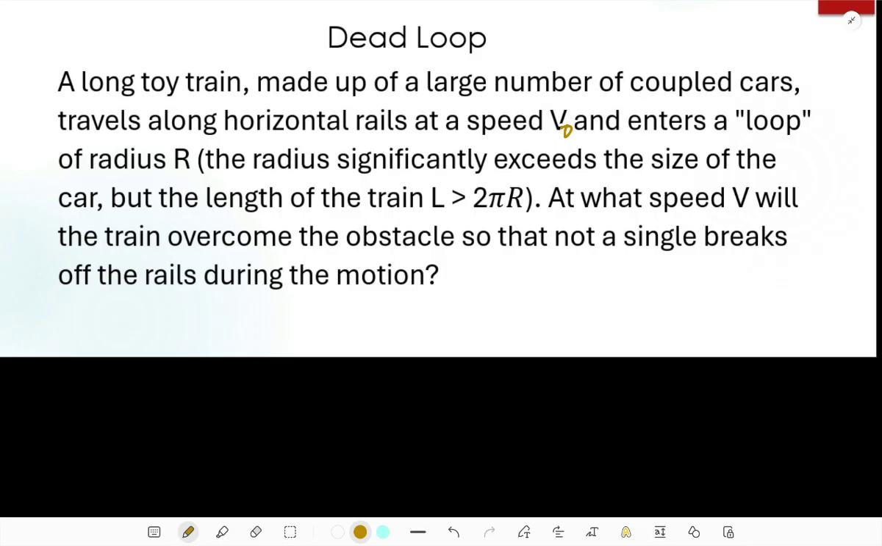So at what speed v will the train overcome the obstacle? Obstacle means this loop, so that not a single car breaks off the rails. Any one of the cars can break off the rails, so that not a single car breaks off the rail during the motion. Okay, so this is the problem.